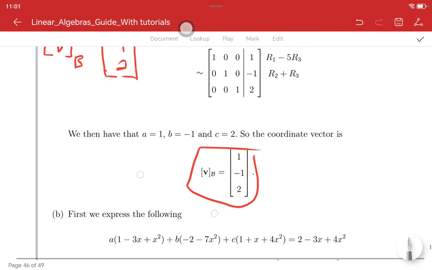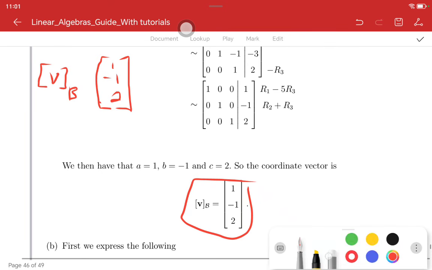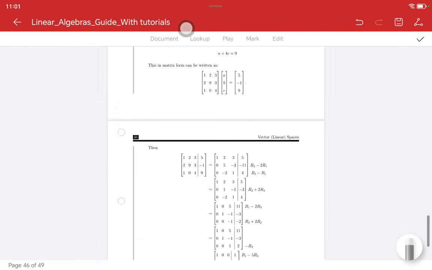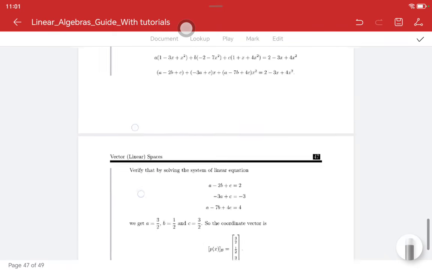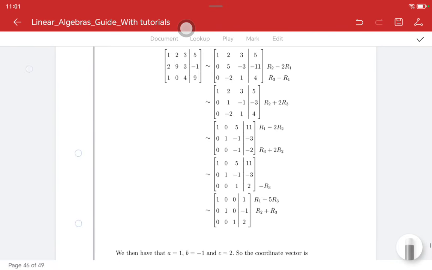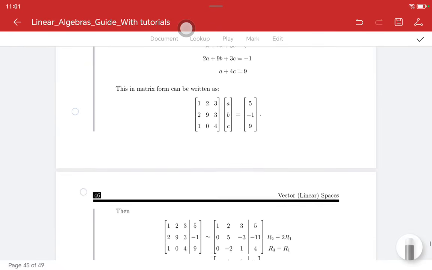That's why I say you guys have done these things. You just didn't know that these are called coordinates. You were just being told all along that these are coefficients, or scalars. Now we check the second question.